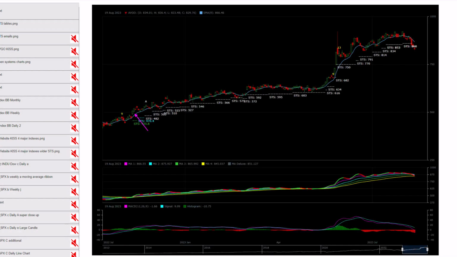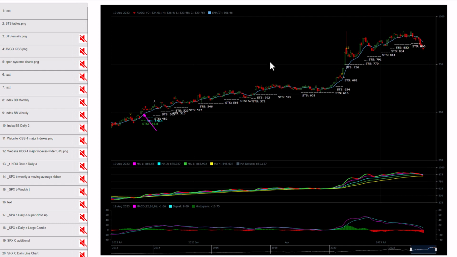Next, image number 4. Here's an example, AVGO on the KISS systems. And this is a chart directly from the KISS systems tables. So AVGO went long back there in January. You can see all the times it was able to raise its smart trailing stop and then finally hit that smart trailing stop at 860 last week. Locked in a hell of a gain there. I think about 80% gain.